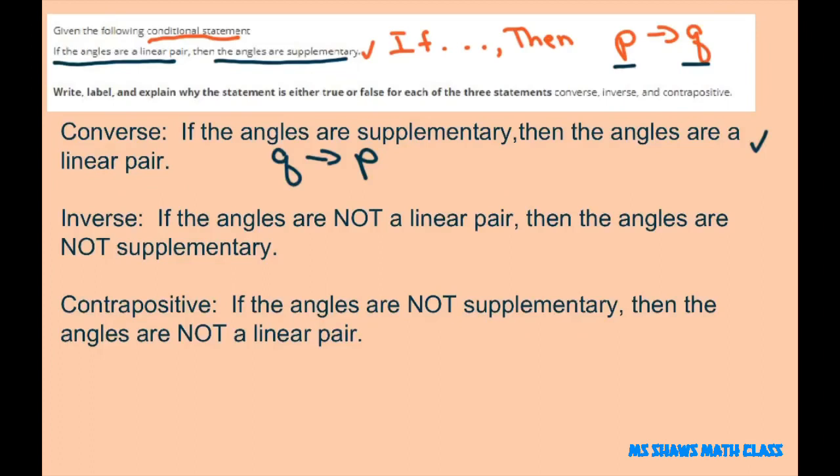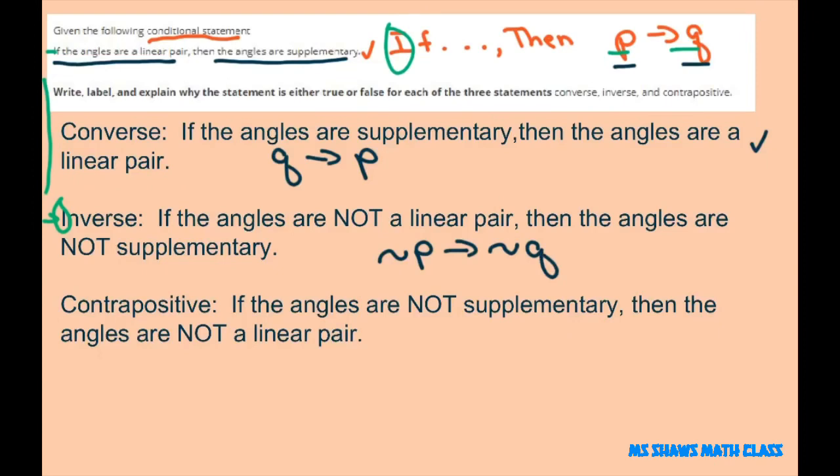Now the inverse goes with the if-then statement. They both start with the I in inverse. So all you do is you take your P and Q, your hypothesis and conclusion, and you negate it. If the angles are not a linear pair, then they are not supplementary.